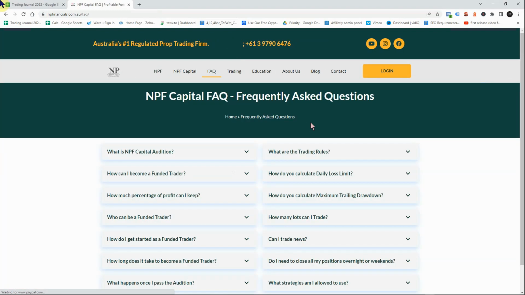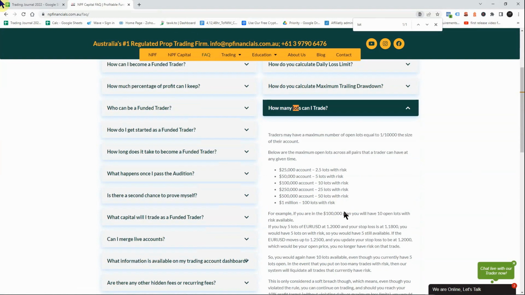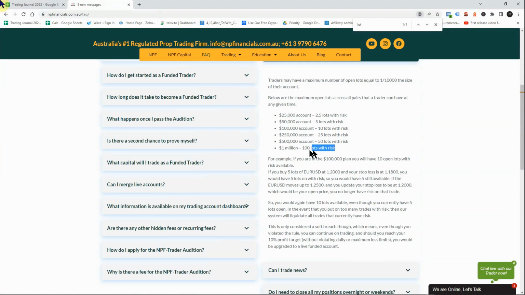If you go to FAQ and then do Control F, go to lot. How do I calculate lot? You will come to know this. Yeah, you'll come to this now.